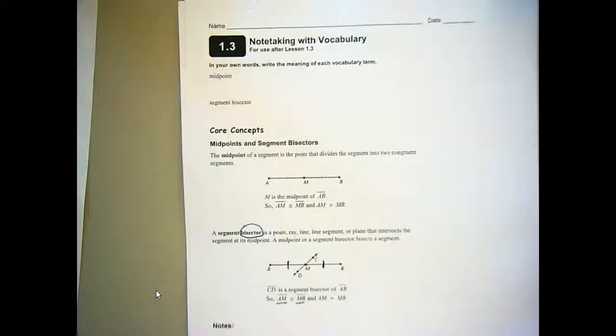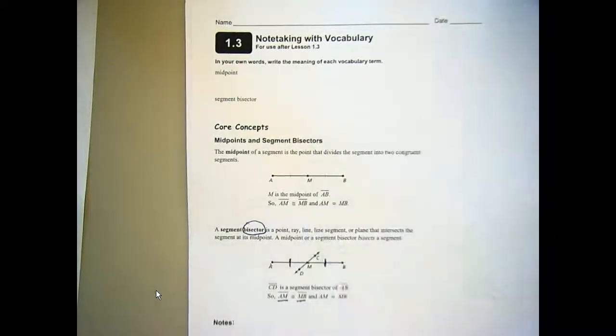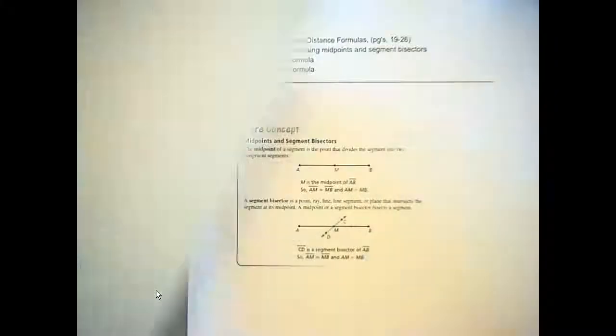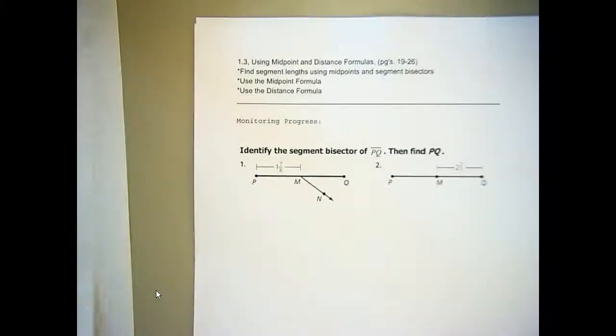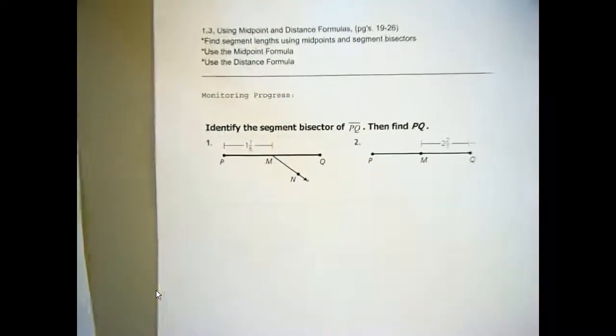They're bisectors. Okay? A midpoint is where that bisector is. All right. Let's try a couple problems real quick. I'm going to spend a couple minutes here. I want you to identify the segment bisector of PQ, then find PQ so you can take notes.